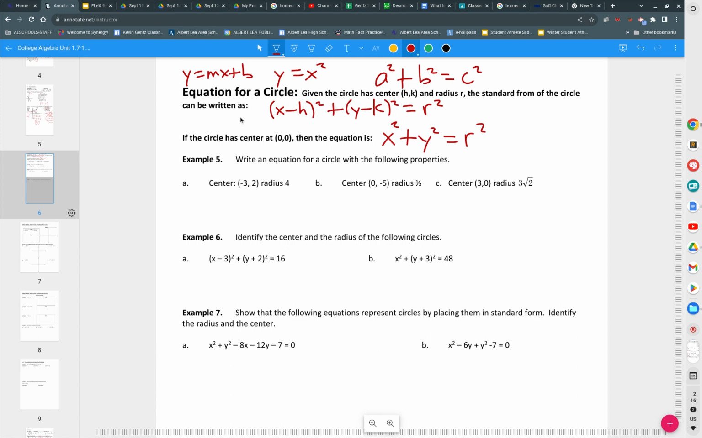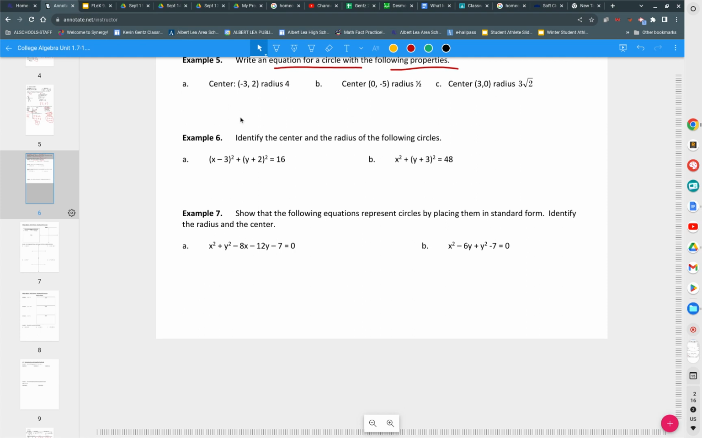Example 5 says, write an equation for a circle with the following properties. It says that the center is (-3, 2) and that the radius is 4. What that means is that the x value of the center is h, and the y value of the center is k, and the radius has a value of r. So that's h, that's k, and that's r.